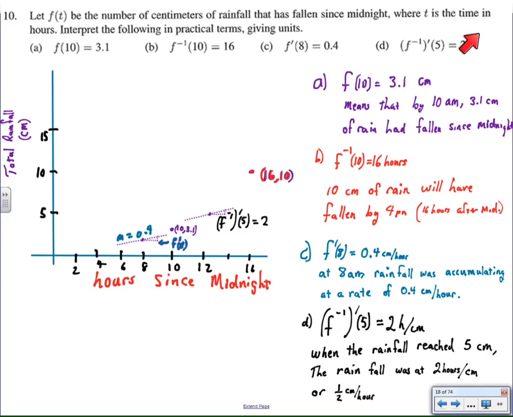So if this statement is true, that f inverse prime of 5 is 2, then I also know what's true is that 1 over f prime, inverse of 5 is equal to the derivative f prime of x. I guess I shouldn't have written that down because now I'm backtracking on it. But the point is, if we were growing at a rate of 2 hours per centimeter, then converting into my function, I would change that to a rate of 1/2 centimeter per hour.